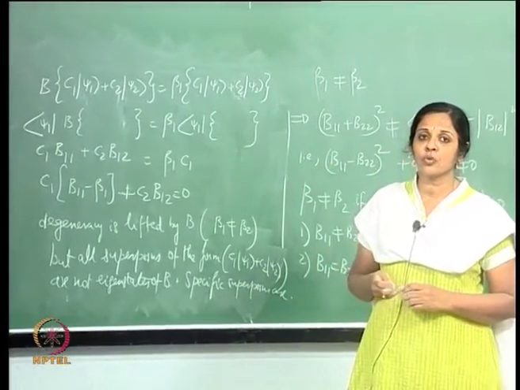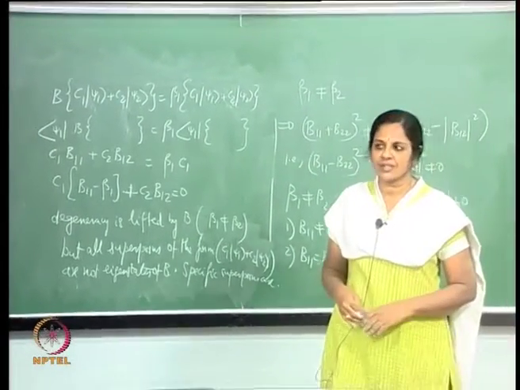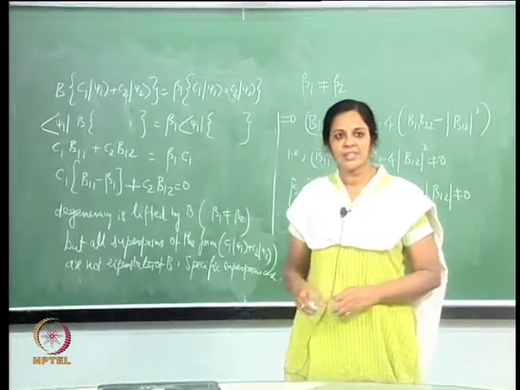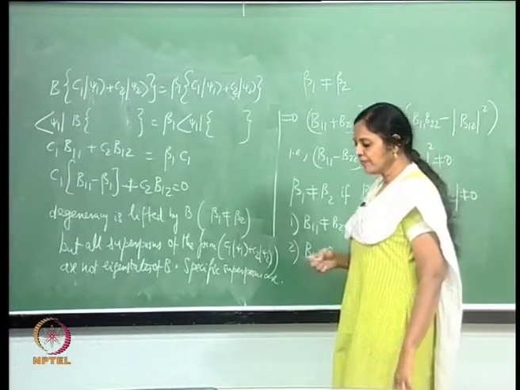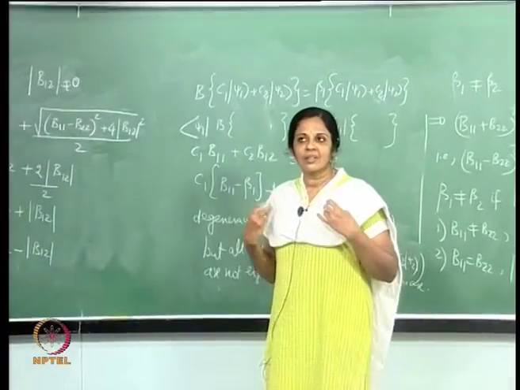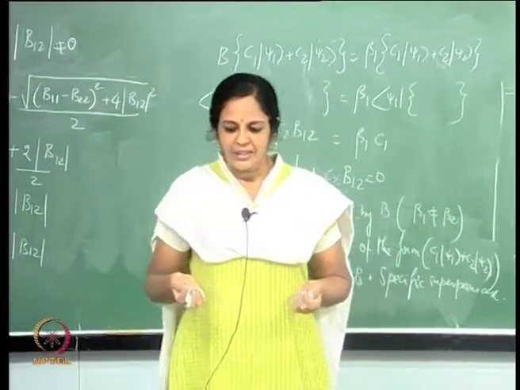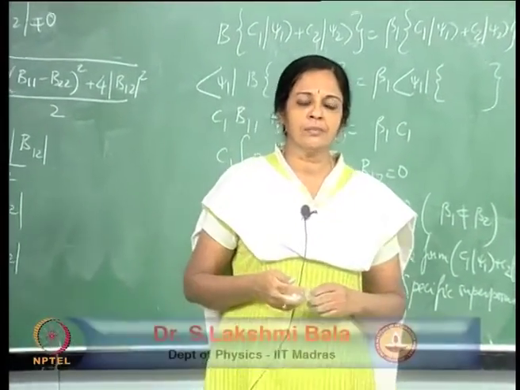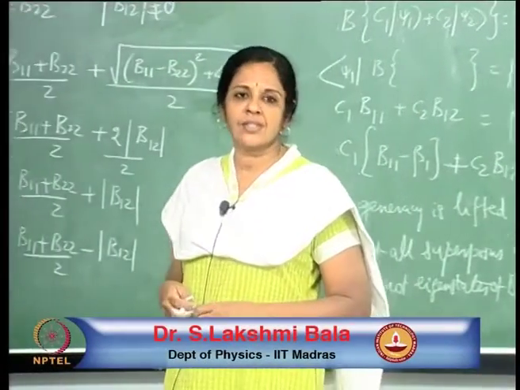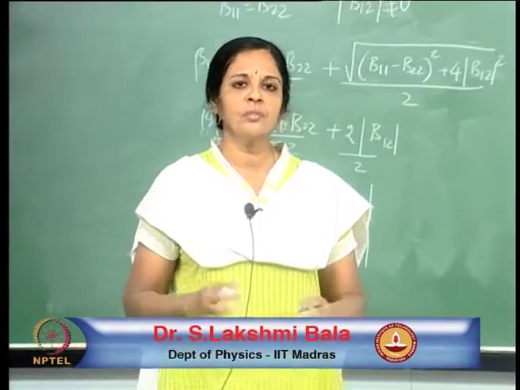Whatever I have said for a twofold degeneracy can be extended to a g-fold degeneracy. So, the problem has the following outcome, that if you have two Hermitian operators that commute, you can find a complete set of common eigenstates of these two Hermitian operators.